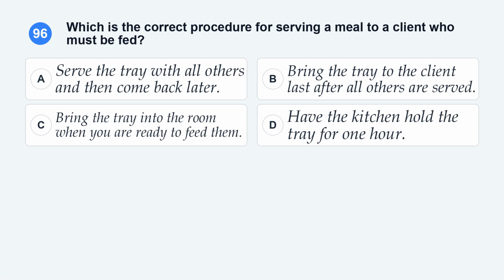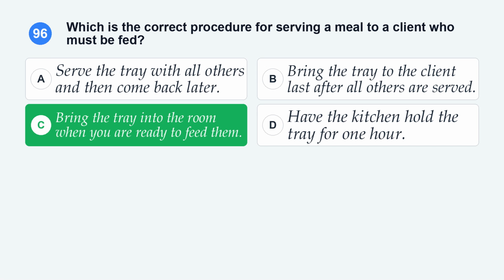Question 96. Which is the correct procedure for serving a meal to a client who must be fed? Option A, serve the tray with all others and then come back later. Option B, bring the tray to the client last after all others are served. Option C, bring the tray into the room when you are ready to feed them. Option D, have the kitchen hold the tray for 1 hour.